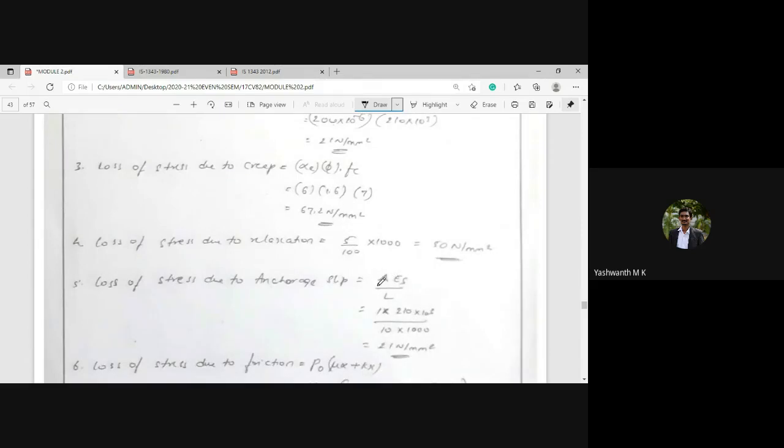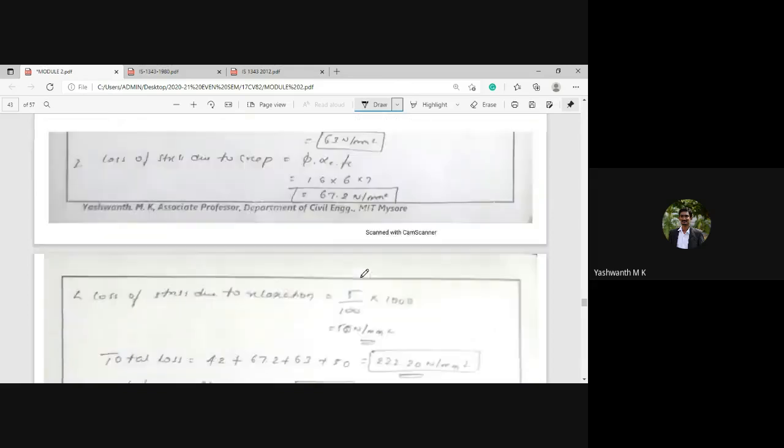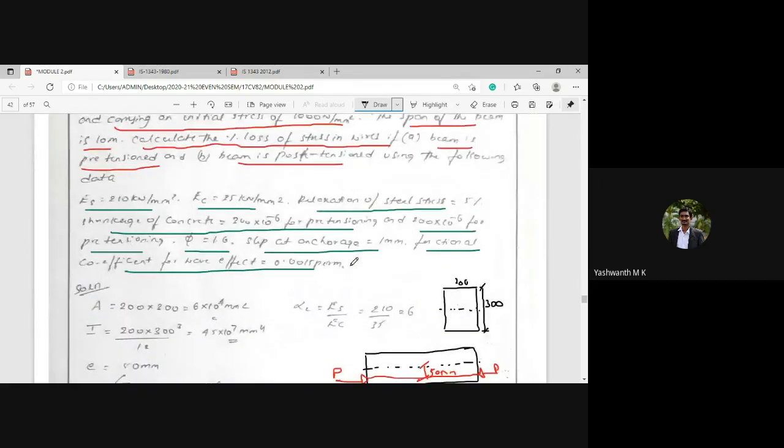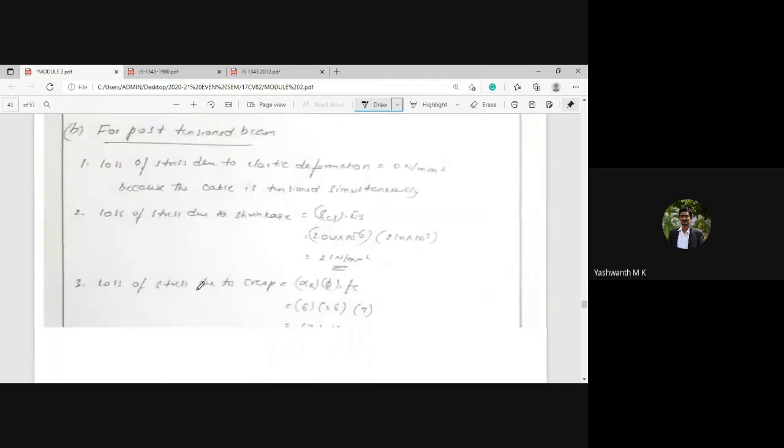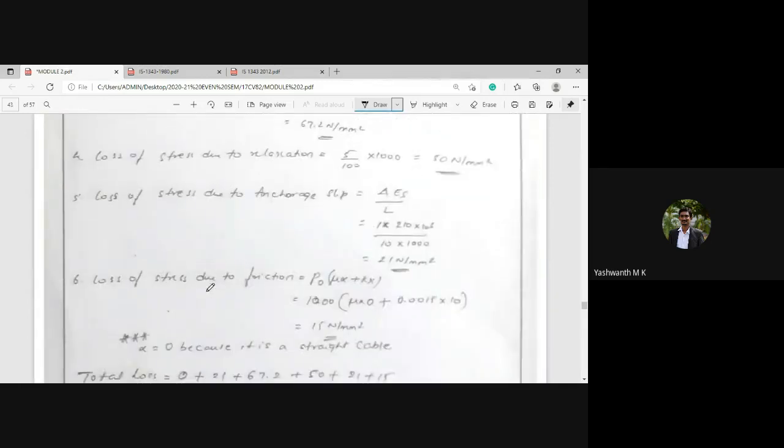So the slip in anchorage is 1, as given in the problem, multiplied by the modulus of elasticity of the steel, divided by the length of the cable. In the problem they are not going to specify the length of the cable. Instead, they are going to specify the span of the beam. Whatever the span of the beam is, throughout that length I am going to provide the steel. So the length of the cable is equal to 10 meter. Substitute that.